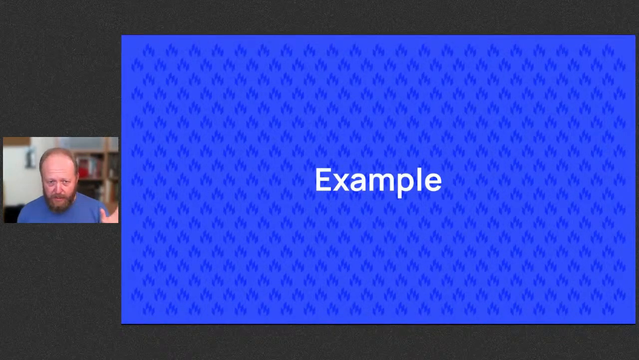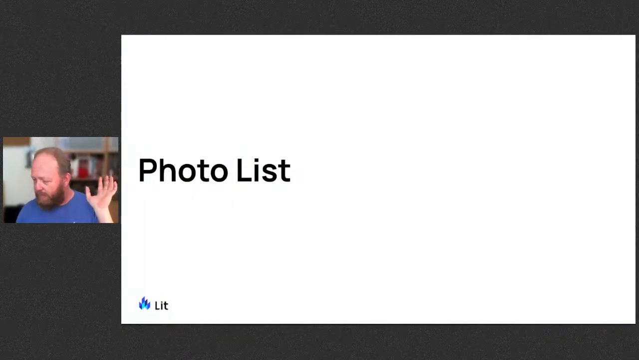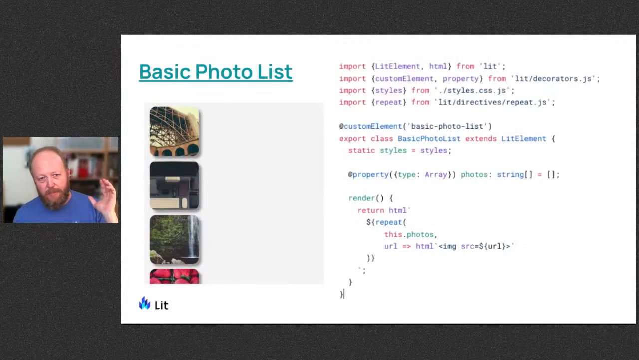So let's look at an example. Here's a large collection rendering problem. A simple example here is a list of photos, right? We've got a 1,000-some-odd photos. We want to render them to the page. Obviously, there's going to be some expense there. So we give an array of photos to our custom element here. You can see this is our basic photo list custom element. It's very simple. It has a photos array, and we're going to go ahead and emit each one of them as an image tag. This is the simplest possible example I could do.